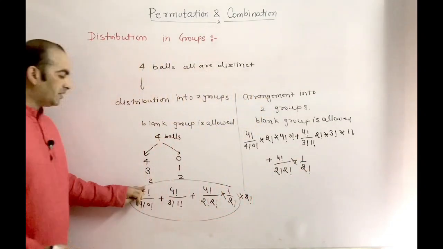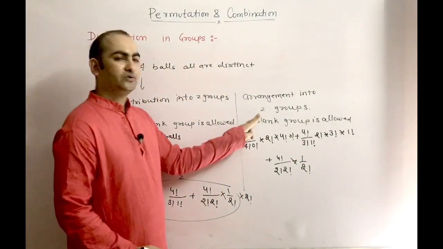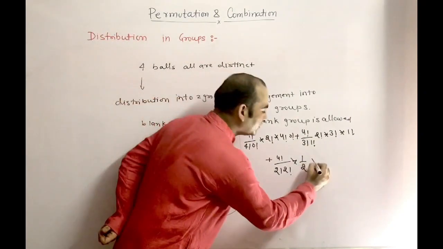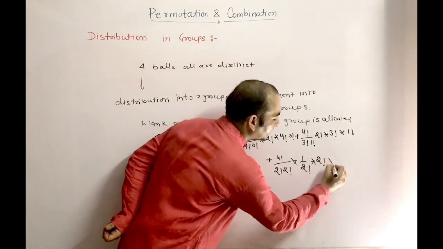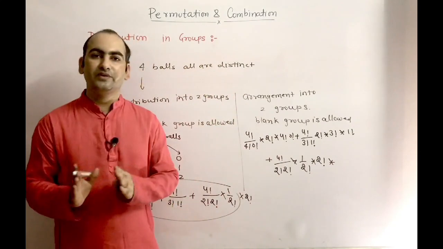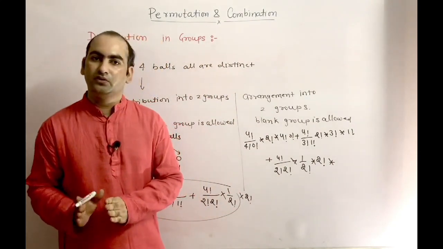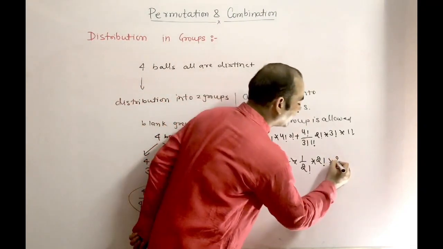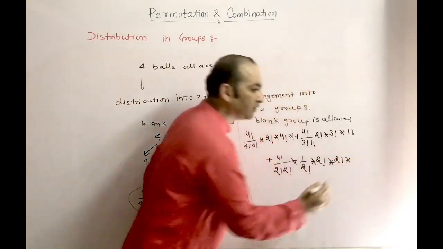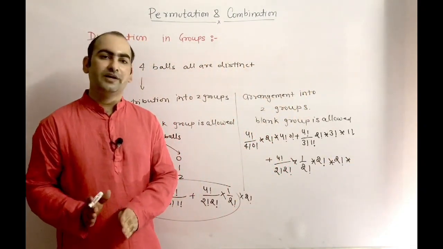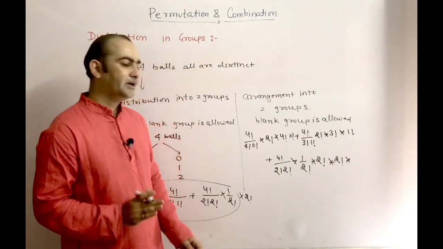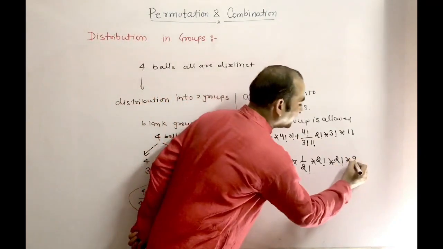Now these two parts we have to distribute among two groups. So we have to multiply here 2 factorial. Distribution of two parts is what? 2 factorial into. Now in one group we are getting 2 balls, in the other also we are getting 2 balls. So arrangement of 2 balls is what? 2 factorial, so we have to multiply with 2 factorial into. In the second group also we have 2 balls, so arrangement of 2 balls is 2 factorial. So here also we have to multiply with 2 factorial.